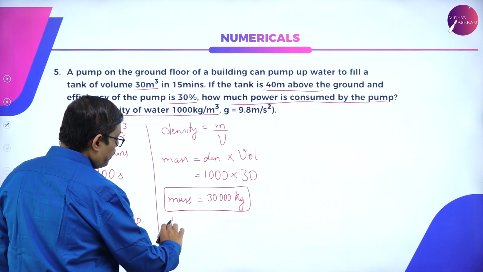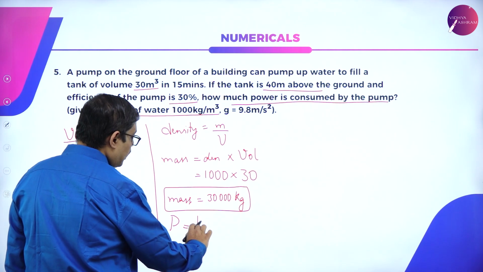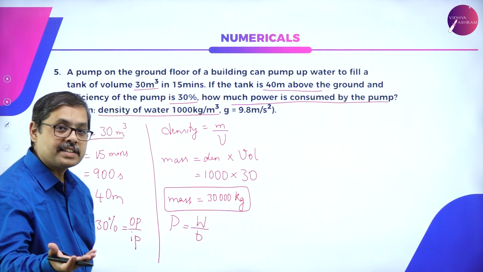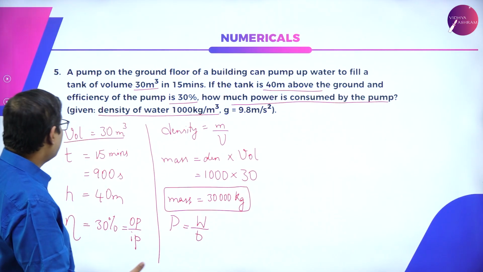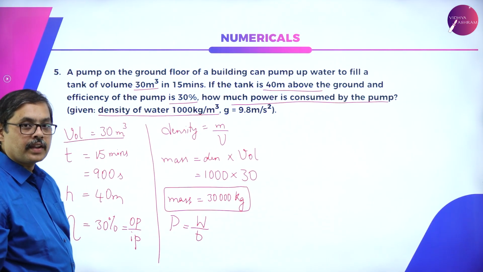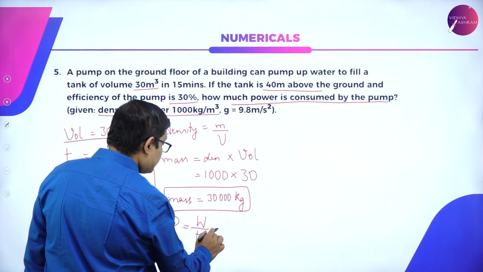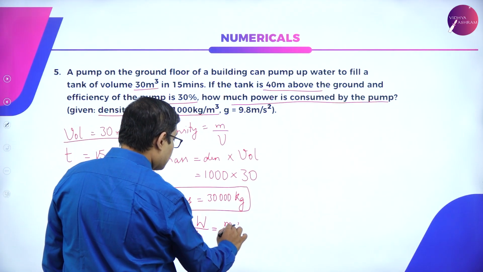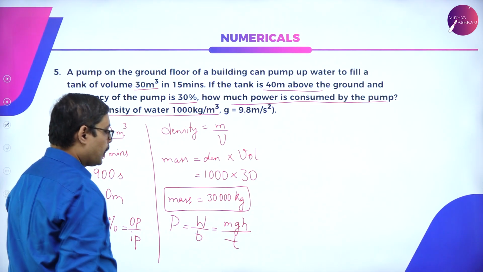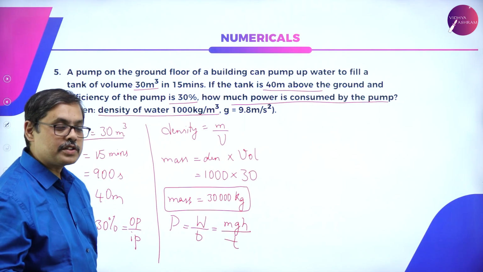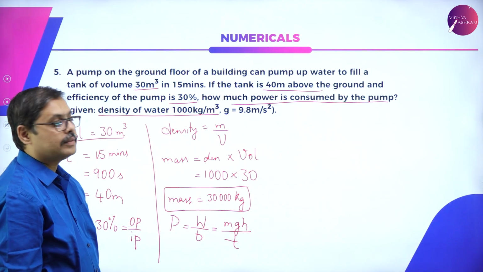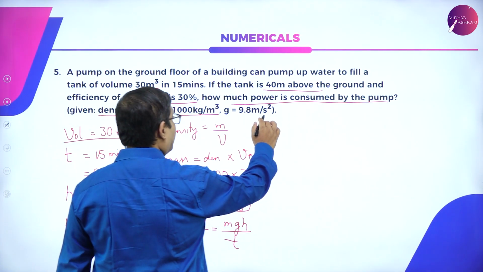We know that power is given by work done by time taken. What is the work done here? The work done is lifting the water into the tank. So this work done is nothing but mgh by t: mass into gravitational acceleration into the height up to which the water is lifted, divided by the time taken.